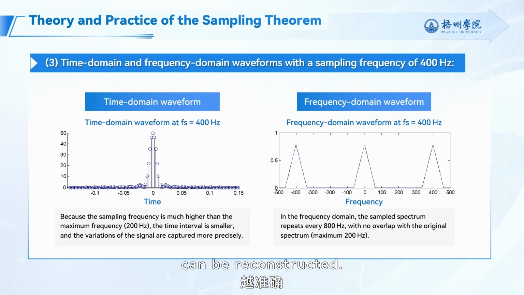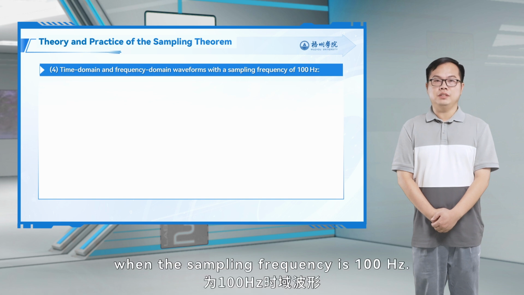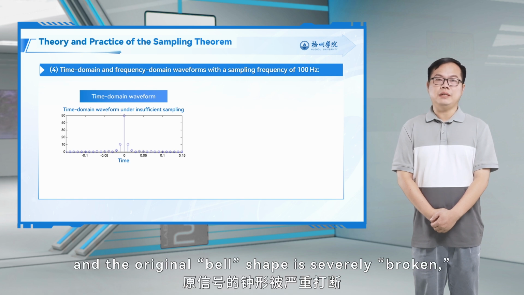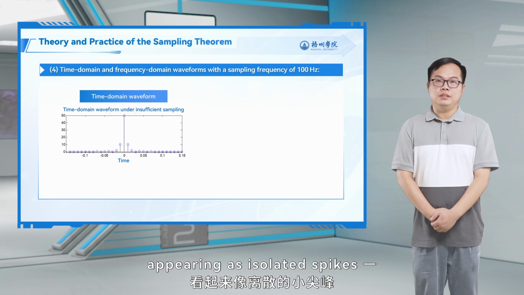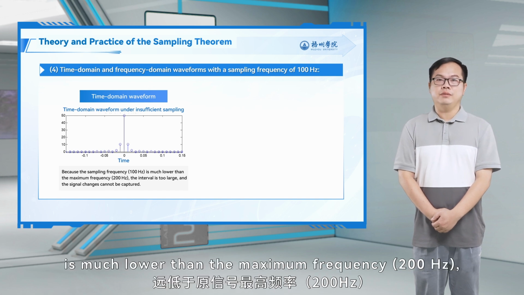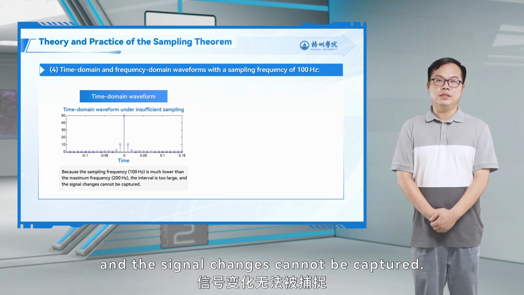Finally, observe the time domain waveform when the sampling frequency is 100 Hz. In the time domain, the sampling points are very sparse, and the original bell shape is severely broken, appearing as isolated spikes. Because the sampling frequency, 100 Hz, is much lower than the maximum frequency, 200 Hz. The interval is too large, and the signal changes cannot be captured.